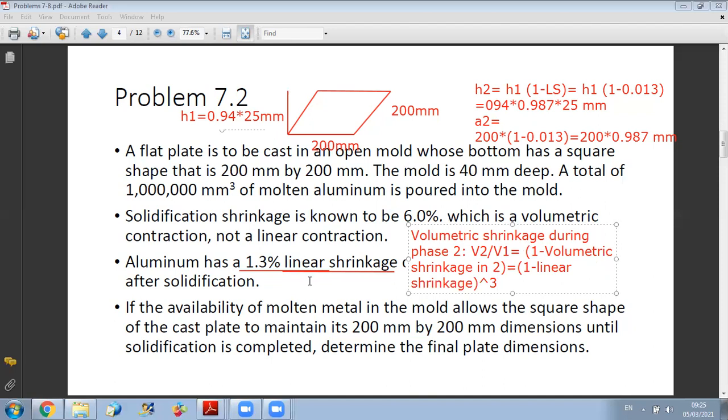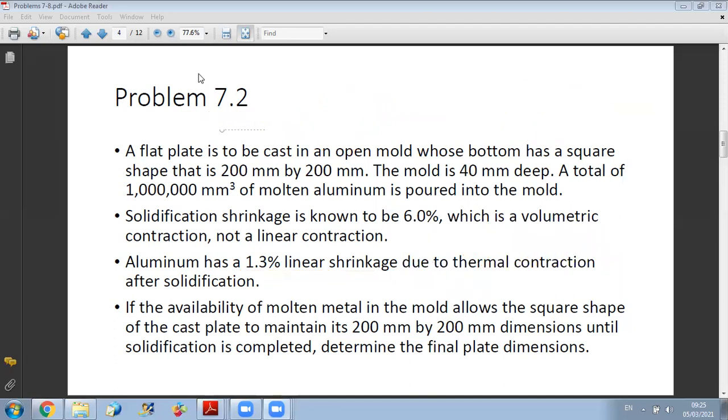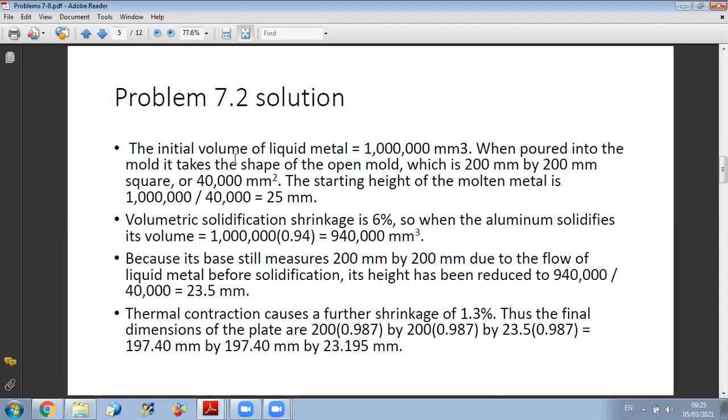Okay. So let us go to another problem. Just here, let us see together in summary the solution of the problem. First, the first step is to calculate the starting height of molten metal by dividing the initial molten volume by the base area. We get 25 millimeter. Then, due to the given volumetric shrinkage, which is 6%, we calculate the new volume. And since the base dimension is still the same in the first phase, to find the new height we divide the new volume after phase 1 by the base area, and we get H1.